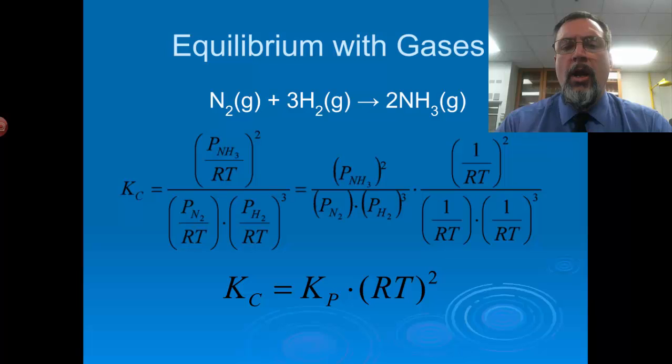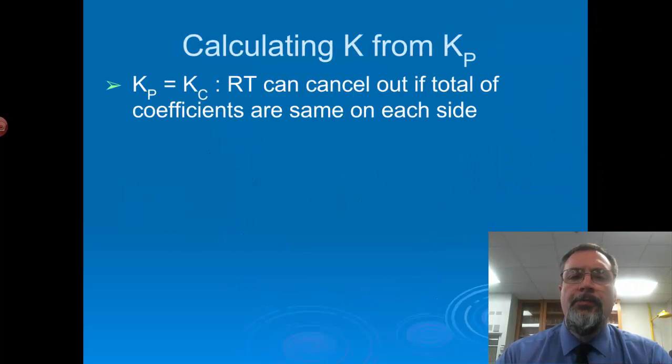Now, the exponent of RT, the RT squared, is dependent on the reaction that we've actually used, because the exponents come from the coefficients. So if my reaction is different, then my exponent for RT is going to be different. There's an easy general way of looking at it. We'll talk about it in a second. So Kp is equal to Kc times RT, and if the coefficients are the same on both sides, you can cancel out your RT term, again because the exponent of RT comes from the coefficients of the reaction.